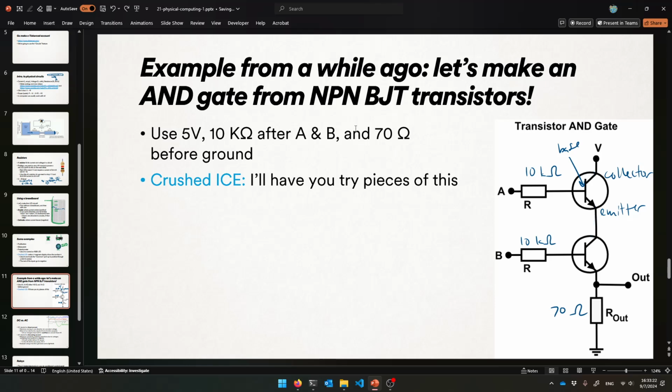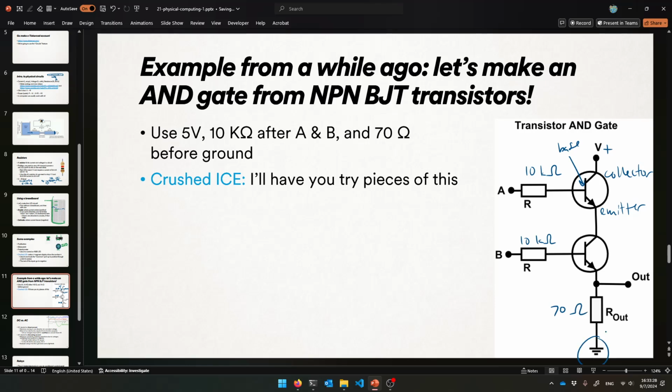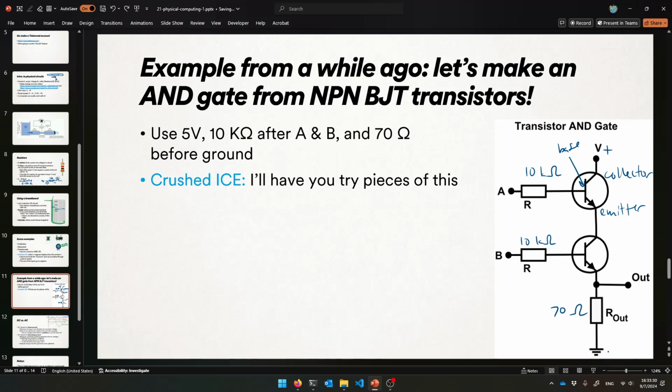So apparently we want to use a 5-volt power source, and here's the positive end of the battery, and these little dashes mean negative. It means ground. It's another word for that. And I do believe that's all that I needed to demonstrate. We're going to use NPN BJT transistors.